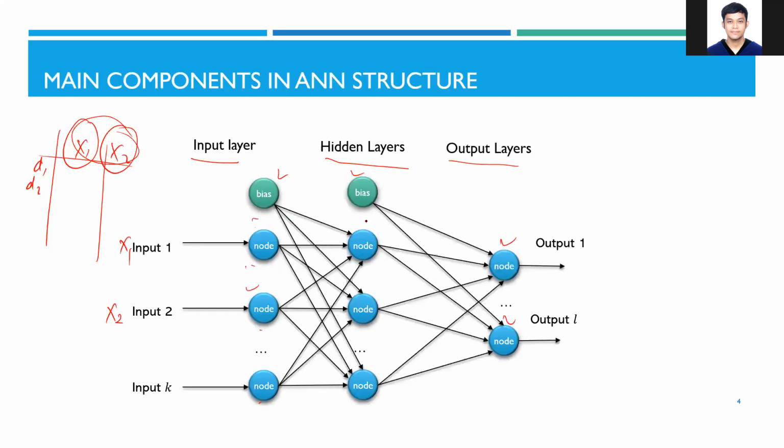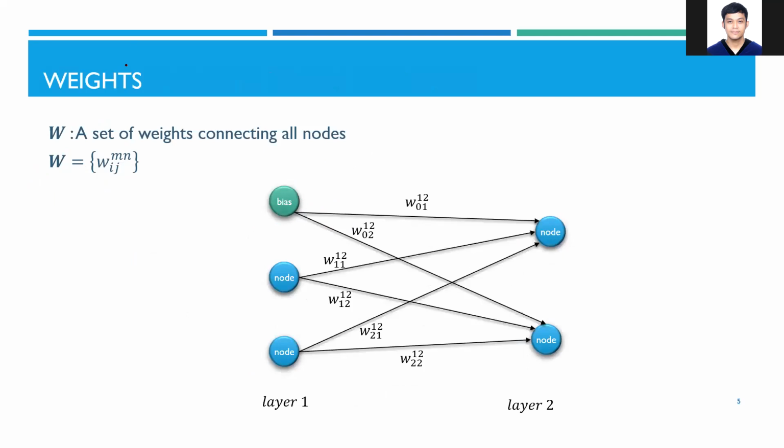Sorry. If you see here, there are so many lines connecting each input to other nodes, and each node to another node. This connecting part, they call it the arcs, and this means that it has the weight. W is a set of weights connecting all nodes. These weights will process the output from one node to become the input for the next nodes. So we have weights.